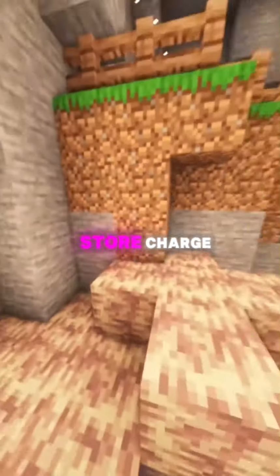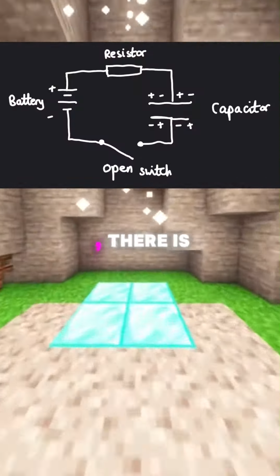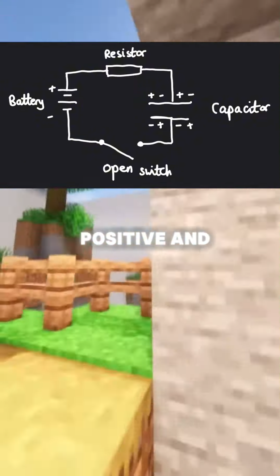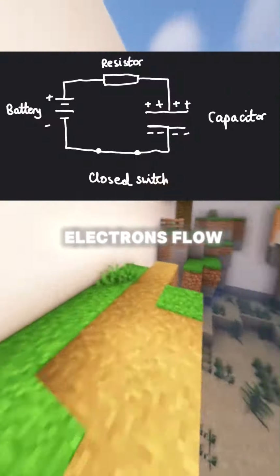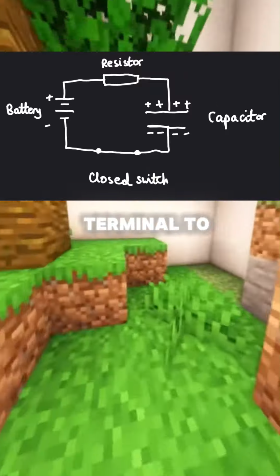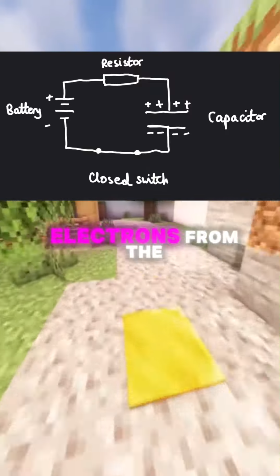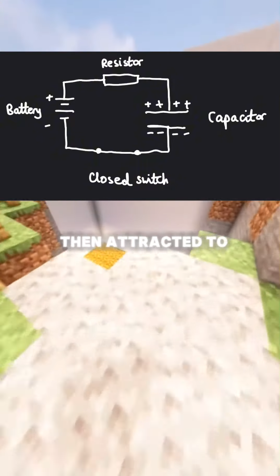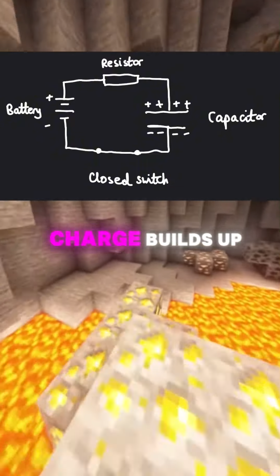How capacitors store charge. Before the battery is connected to the capacitor, there is an equal distribution of positive and negative charges on each plate. When the switch is closed, electrons flow from the negative terminal to the bottom plate, where a negative charge builds up. This repels electrons from the upper plate, which are then attracted to the positive terminal, so a positive charge builds up on this plate.